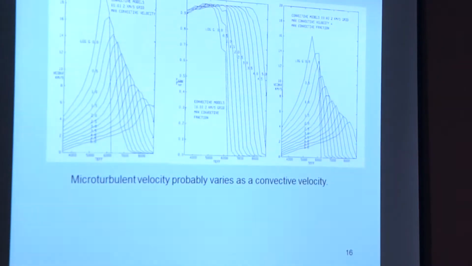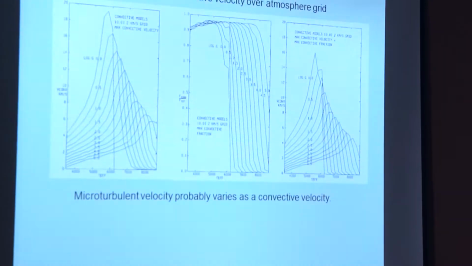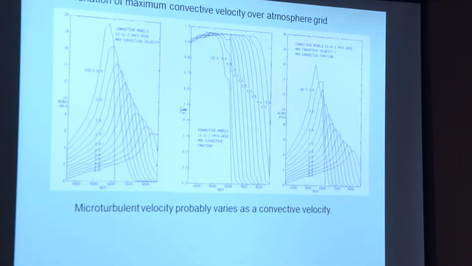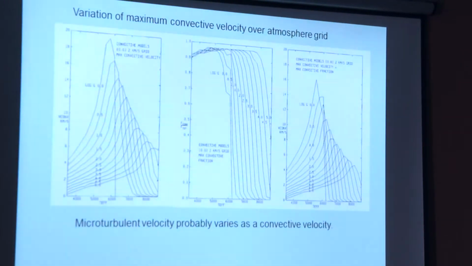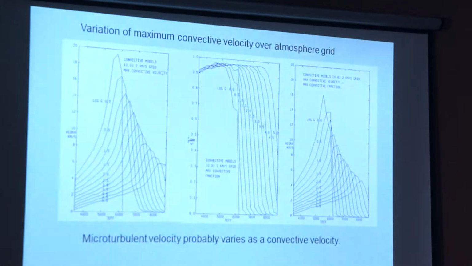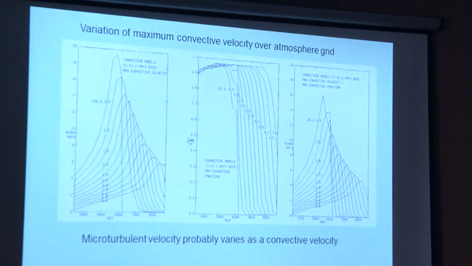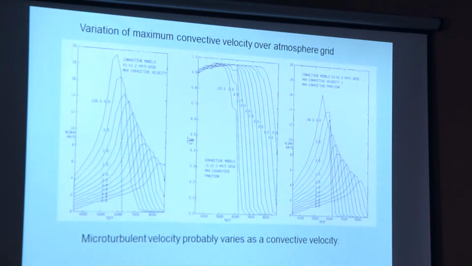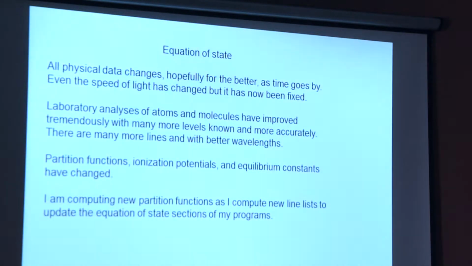So it means that microturbulent velocity is a much more complicated parameter than people have assumed, and it's just not one number you're going to get. Or if it is a number, it tells you the scale, but the actual values vary with depth and vary with effective temperature and gravity. Then there's the equation of state.